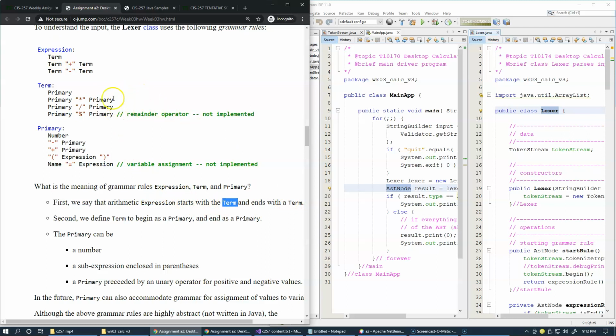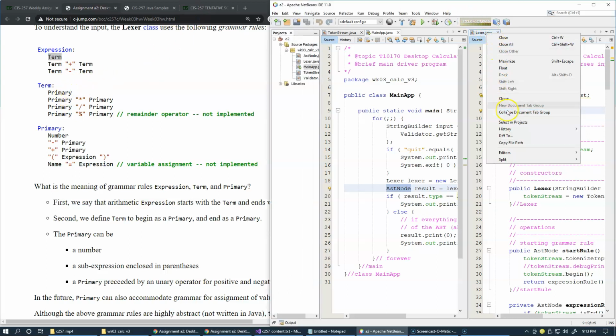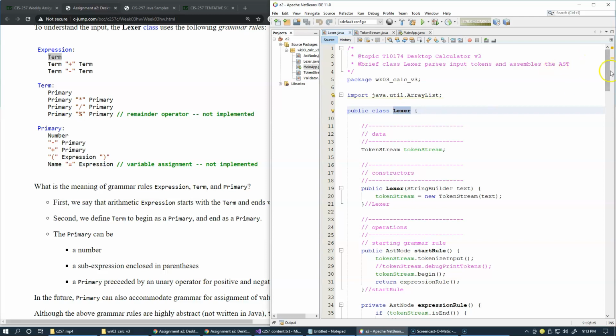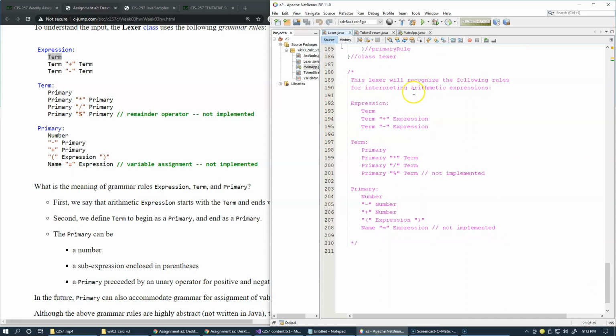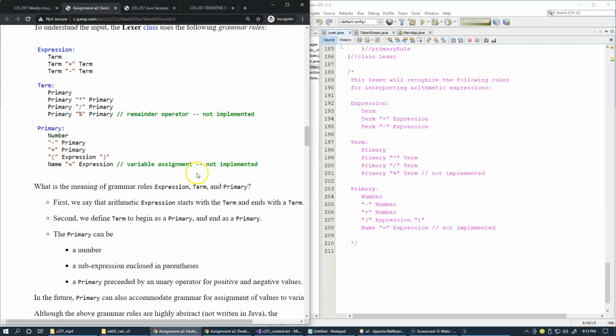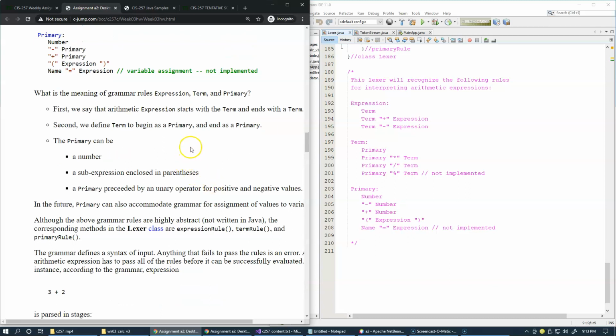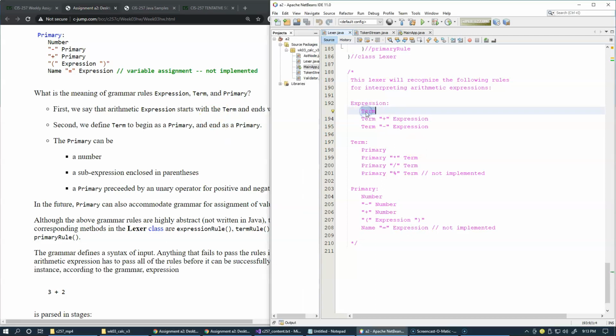So essentially, it needs to determine that something that was given to us as an input can be understood as a term. I believe I have a copy of these grammar rules at the bottom of our source file right here, so we can refer to the same definition as we move along our handout. Okay, so let's continue, and we just said that the expression begins with the term and ends with the term.